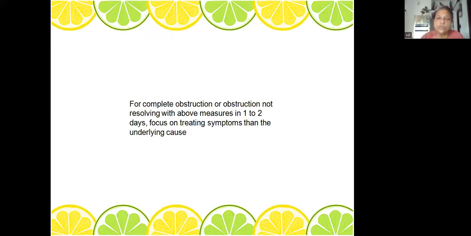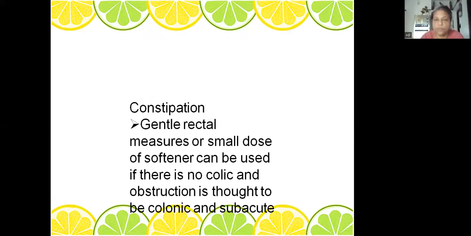For complete obstruction, or obstruction not resolving with the above measures in 1 to 2 days, focus on treating symptoms rather than the underlying cause. That is, if there is a complete obstruction or the obstruction is not resolving within 1 or 2 days, we have to treat the symptoms. Constipation, if constipation is there, you can do gentle rectal measures, giving a little bit of softener. And if there is no colic, the obstruction is thought of as colonic and subacute obstruction.